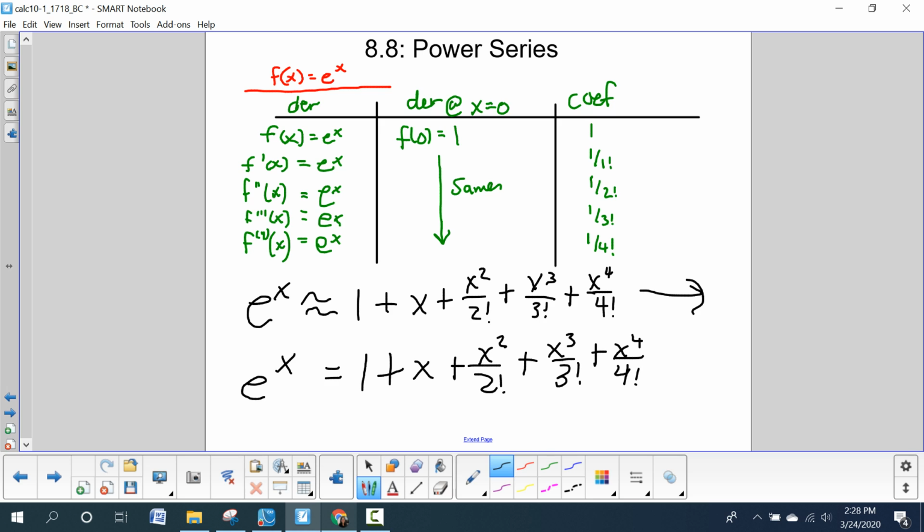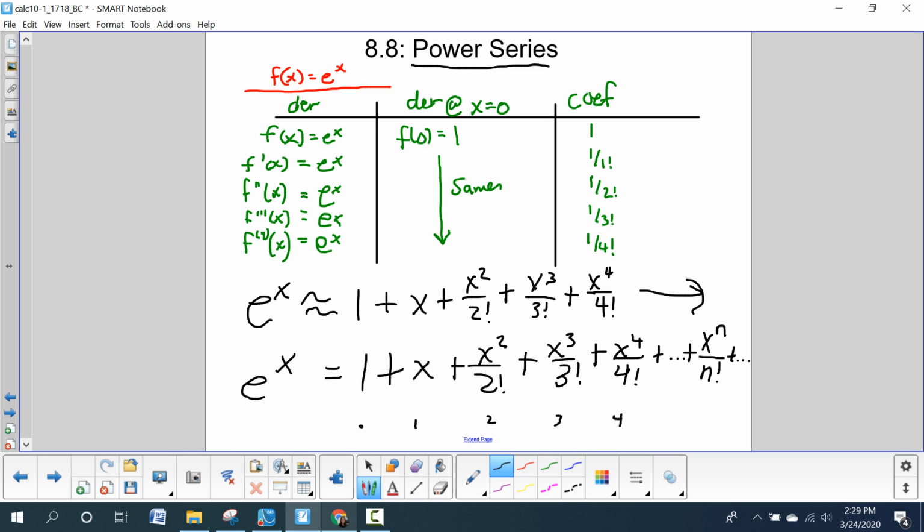Over 4 factorial. Remember, this is the 0 index, this is the 1, this is the 2, this is the 3, this is the 4, plus dot dot dot, plus x to the n, the index, over the index number factorial. That seems to be the general term in this series. So if I was able to take this Taylor approximation out to infinity, it becomes what we call a power series. A power series is some sort of infinite degree polynomial. Think of it that way.